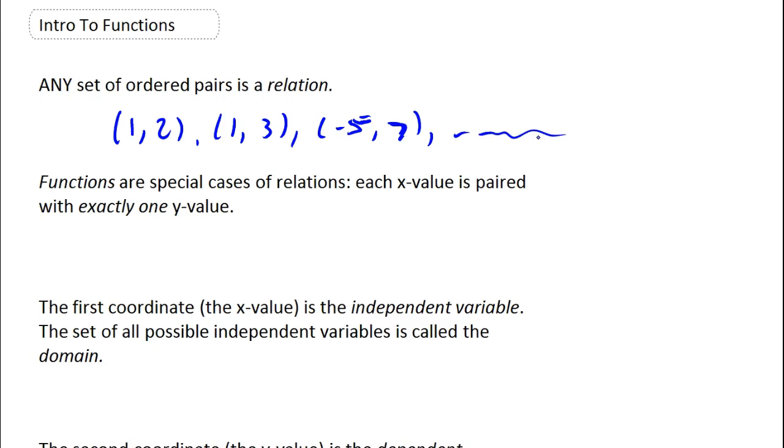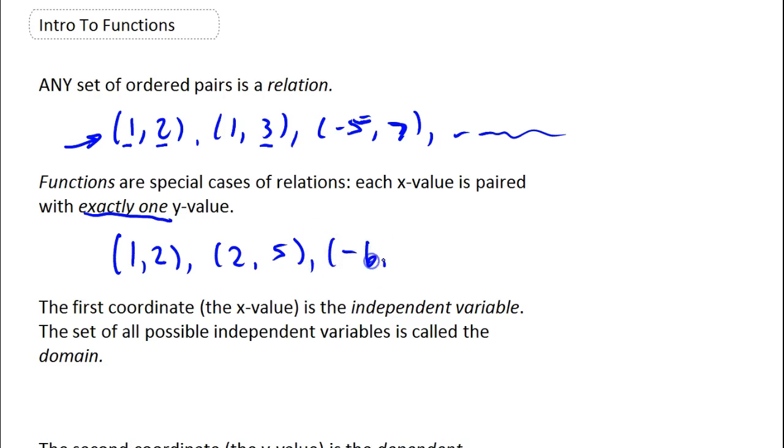Functions are special cases of relations where each x value is paired with exactly one y value. So this set of ordered pairs right here is not a function because the x value 1 is paired with both 2 and 3. The x value for a function can only be paired with one y value. So this could be a function, because every x value is paired with exactly one unique y value.